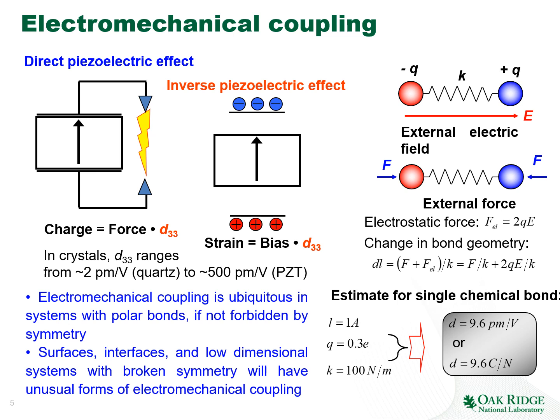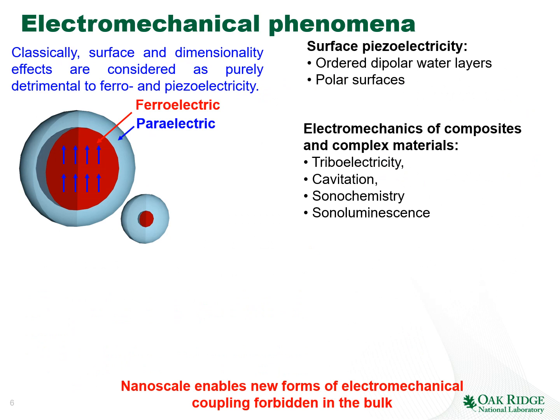For example, if we imagine the system where the molecules are arranged in the anti-parallel order, the ferroelectricity would be cancelled. The corollary to it is that surfaces, interfaces, and low-dimensional systems where the symmetry is broken will have unusual forms of the electromechanical coupling. So let's look at the example. First of all, classically surface and dimensionality effects are considered to be purely detrimental to ferro and piezoelectricity. So for tens of years, the assumption in the ferroelectric community was that the material can be ferroelectric, but the surface would be paraelectric because the surface effects will kill ferroelectricity.